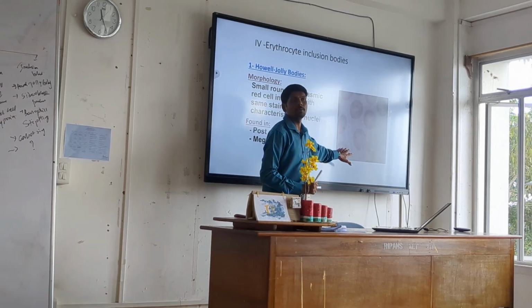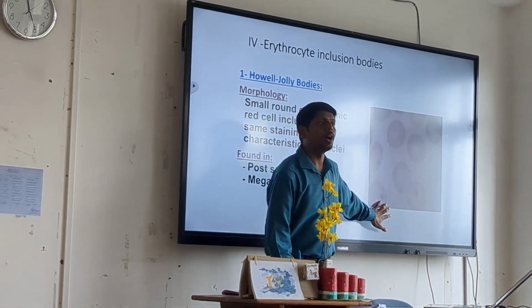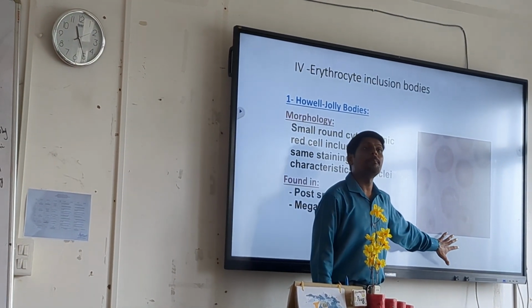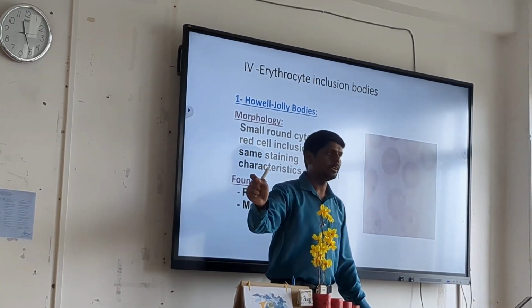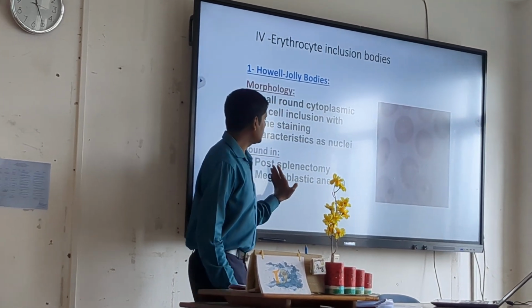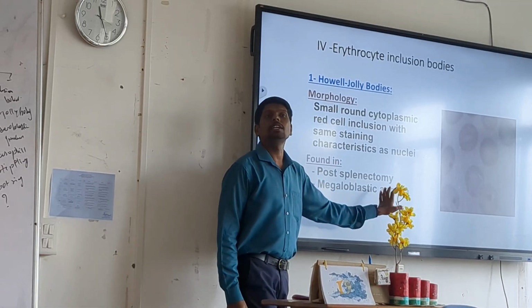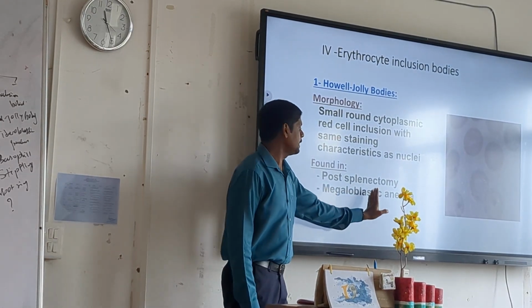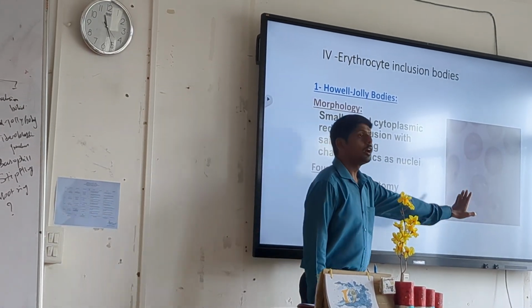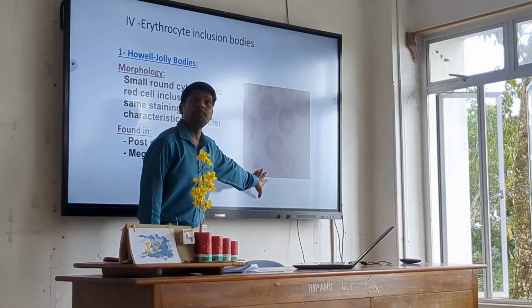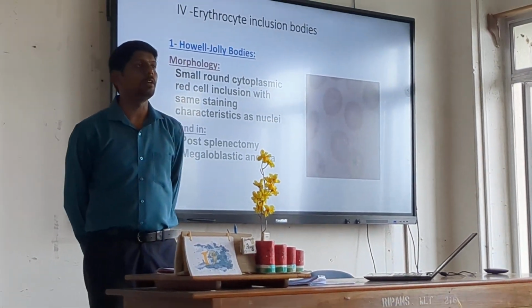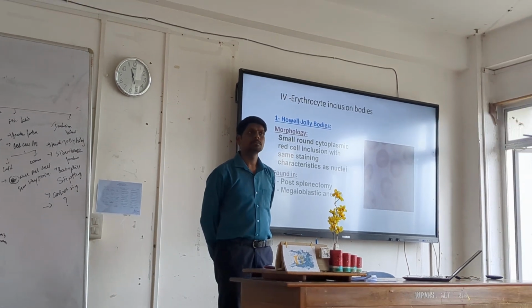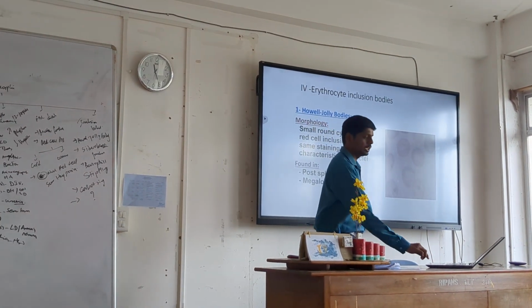This is the Howell-Jolly body. Howell-Jolly body is a marker. Marker means a tracer associated with splenectomy condition. Whenever there is a splenic problem, Howell-Jolly bodies will start appearing in the red blood cell. That is the significance of Howell-Jolly body. Is it clear? Next one, what is the next one?